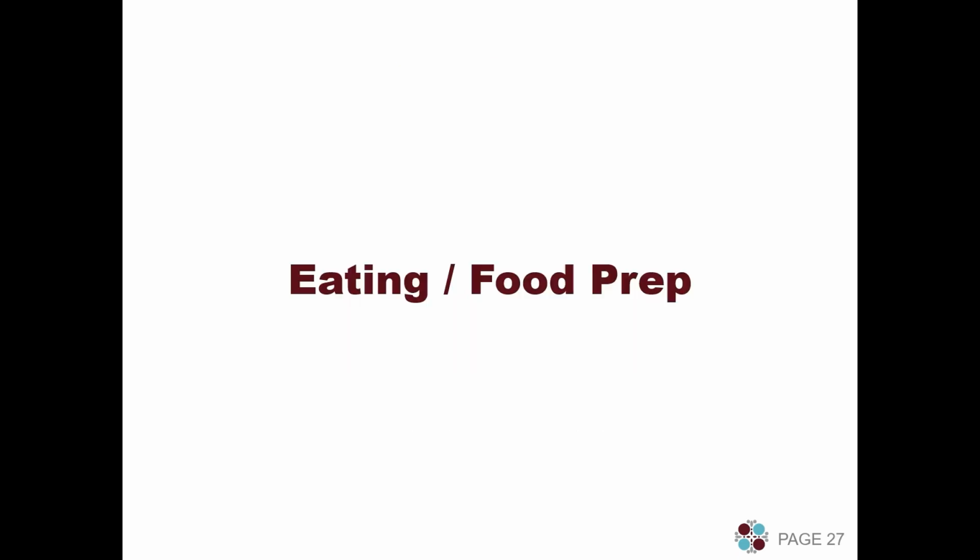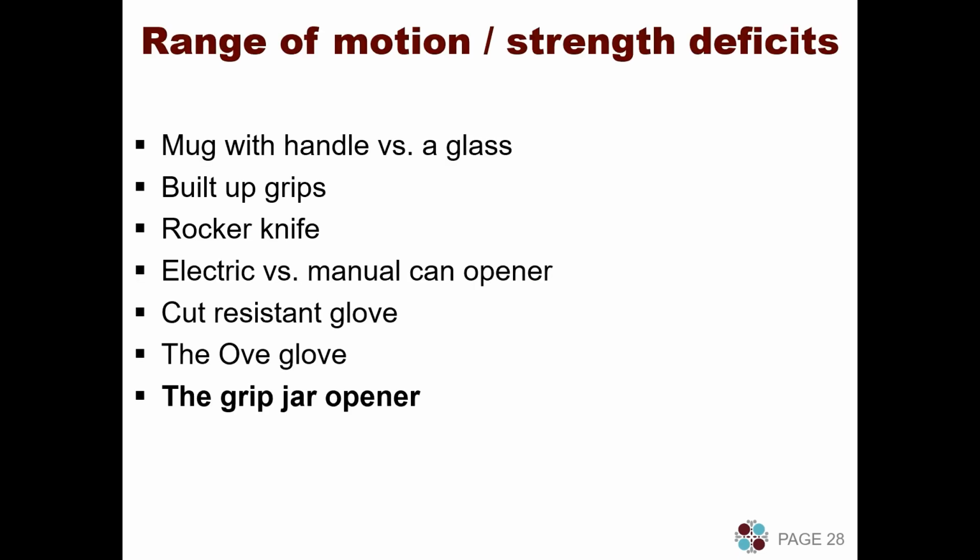Now we'll take a look at adaptations and strategies for eating and food prep. Looking again at the individuals that have difficulty with range of motion of their hands or strength, recommending a mug with a handle versus a glass makes it easier for the individual to slide their hand in, and they don't have to sustain a grip or pinch on a glass. And hopefully they're less likely then to drop it, which can obviously be a big frustration for anyone.